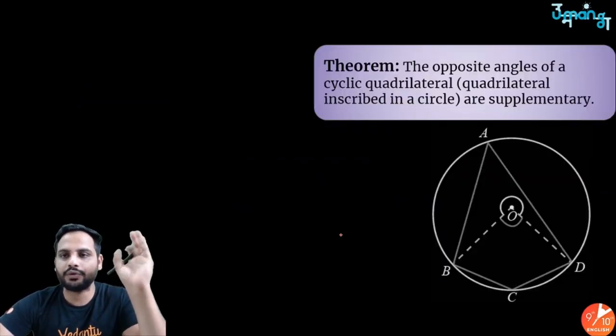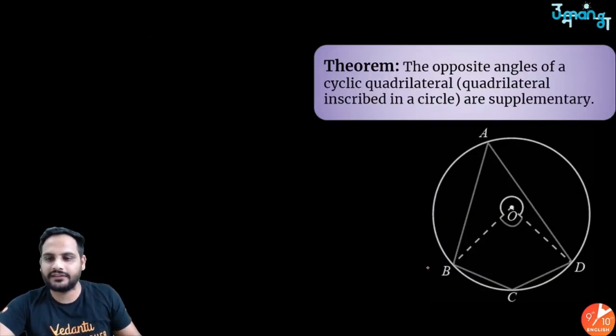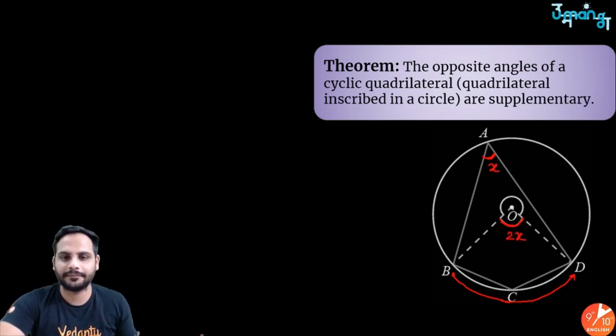Now, how do you prove this part? So let's understand. Suppose I have this cyclic quadrilateral A, B, C, D. Now, this arc is subtending an angle over here, and in the remaining part of the circle, the angle subtended is over here. So let us say this is equal to x, so this will be double of x, obviously, right?